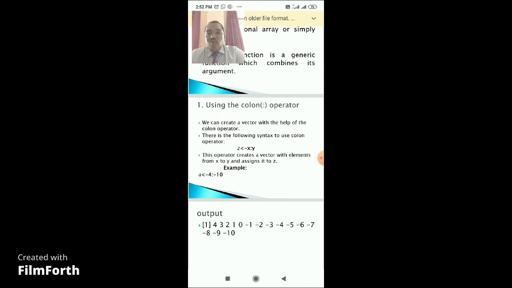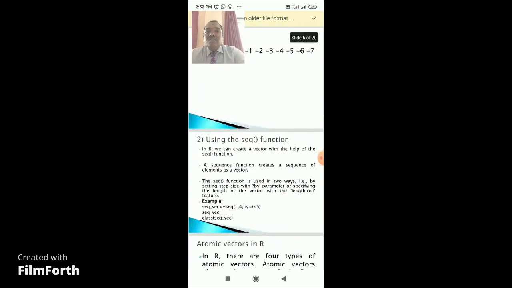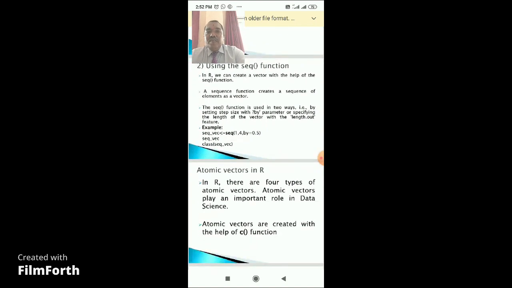So 4, 3, 2, 1, 0, minus 1, minus 2 up to minus 10. Second, we can go for the seq function. The seq function is also another way we can create a vector. It is also a built-in function. Here I see the example.